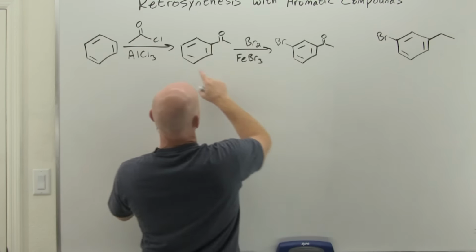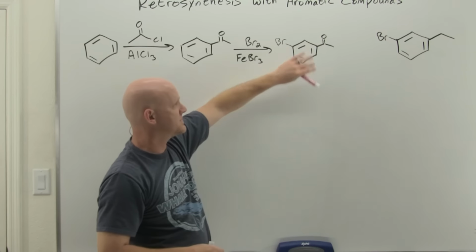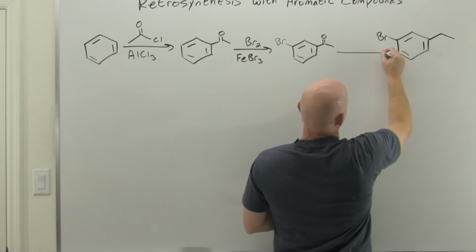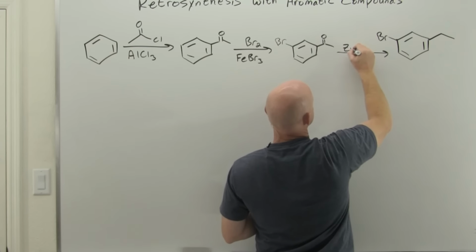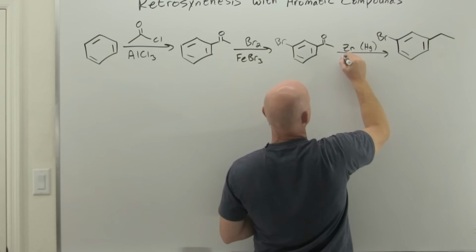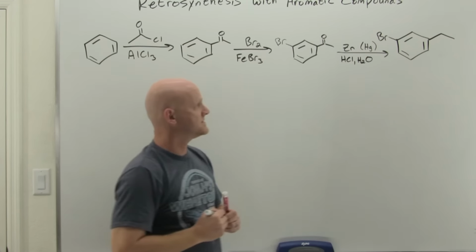And whether we choose this meta or this meta, it is exactly the same thing, regardless of how you draw it, due to symmetry. And finally, we need to do a side chain reduction. And again, we could do the Clemmensen or the Wolff-Kishner, and I'll just choose the Clemmensen here. Truth be told, in this example, they'd be interchangeable. And there indeed is our synthesis.